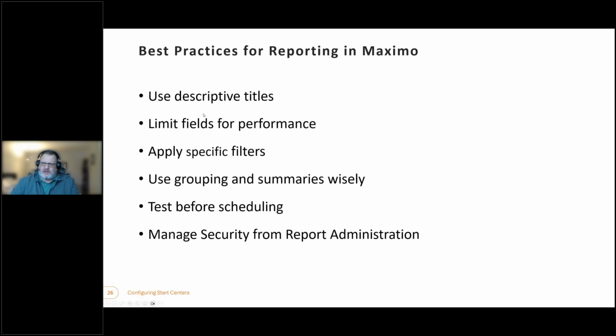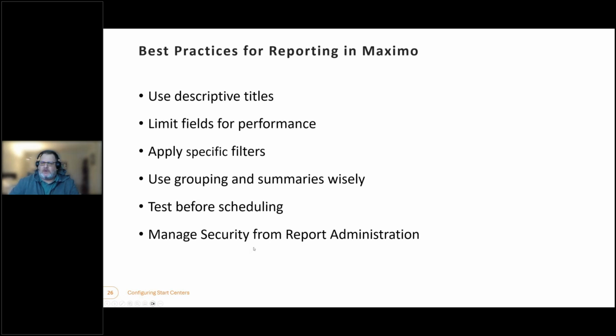The more fields you have, the slower it will run. And sometimes you will find that you're waiting minutes for your more complicated reports. Grouping and summaries also will cause additional slowness. And I seem to be harping on slowness here, but if you are in an environment with hundreds of thousands of work orders and you want to do something complicated, you can have reports that run hours and hours and hours. Okay. Before scheduling, make sure it runs correctly, and then manage security from report administration.